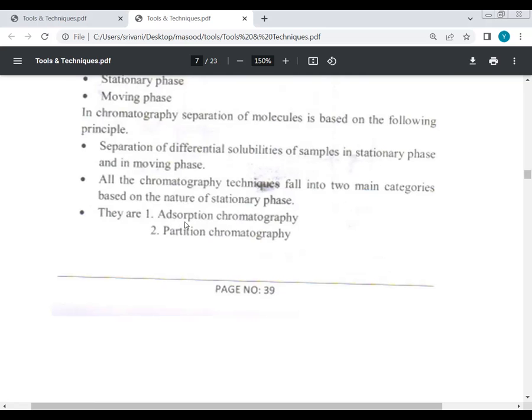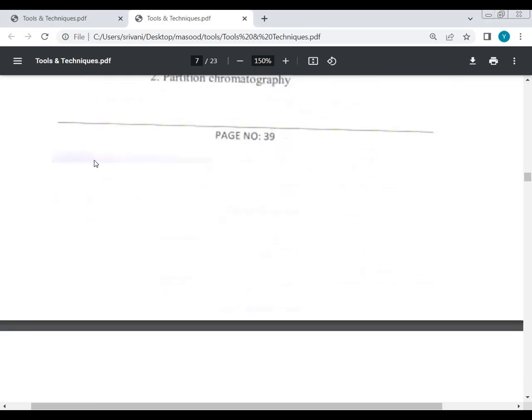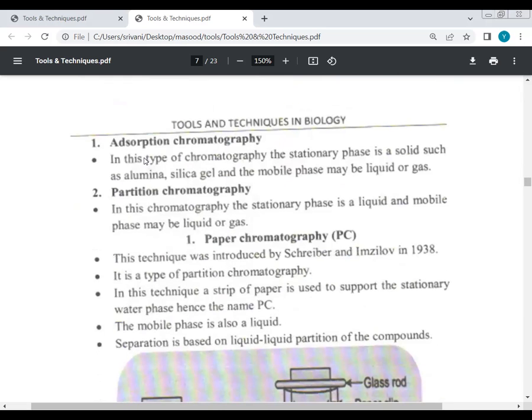Adsorption chromatography means what? In Telugu we say adhishoshanam, meaning adsorption takes place. Adsorbed, not absorbed. Second one is partition chromatography. Have you understood? Now we can go to the adsorption chromatography technique.